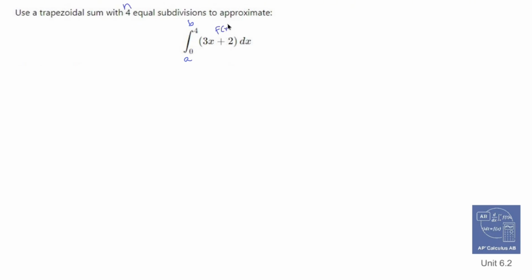3x plus 2 is my f of x. If you know my Riemann sum videos, if you've seen those, the beginning is exactly the same for the trapezoidal sum. If I were to graph this out, it's going to look like that. But what we're dealing with here is not writing out rectangles. We're now dealing with trapezoids that we will build to come up with an approximation.